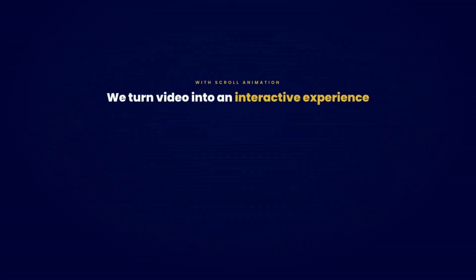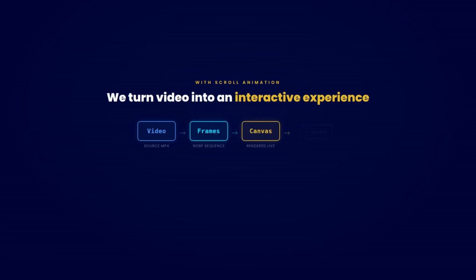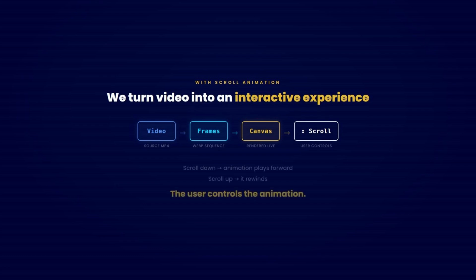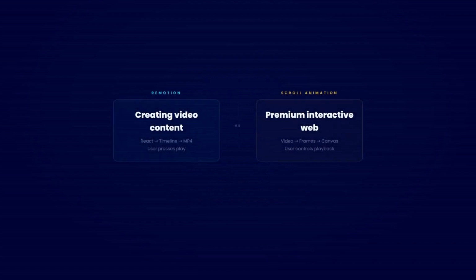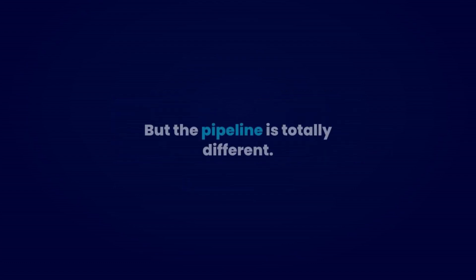As the user scrolls, the animation plays forward. Scroll up, it rewinds. The user controls the animation. So the two tools serve very different purposes. Remotion is for creating video content. Scroll animation is for building premium, interactive web experiences. Both can be powered by Claude Code, but the pipeline is totally different.